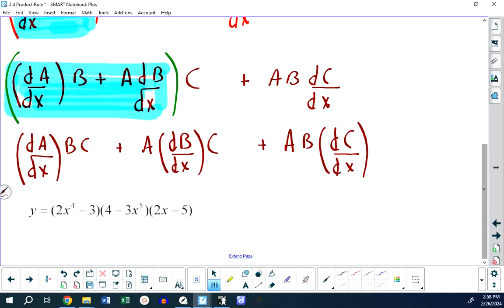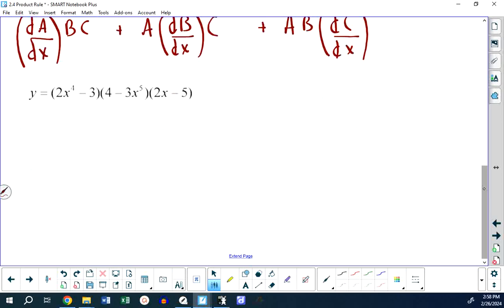And if it were A, B, C, D, it would be the derivative of A times BCD, plus the derivative of B times ACD, plus the derivative of C times ABD. How am I doing? Plus the derivative of D times ABC. So when you see it in that light, it is not a difficult question. And I suppose I'm asking you to maybe keep that stored somewhere in the back of your brain in case you ever can make use of it.